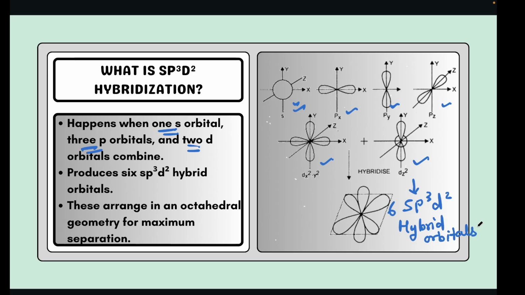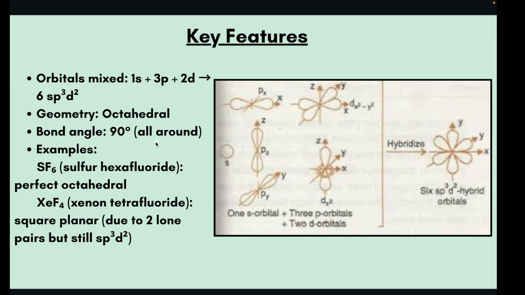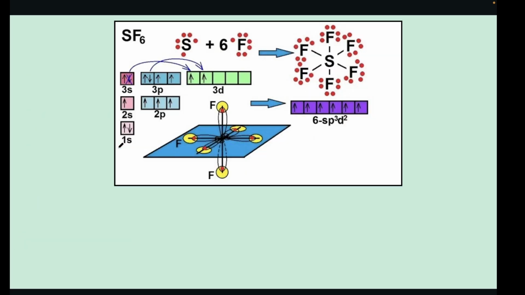These orbitals are arranged in an octahedral geometry for maximum separation. Like here we can see in sp³d² hybridization, 1s, 3p and 2d orbitals combine to form 6 sp³d² hybrid orbitals, which has octahedral geometry and the bond angle will be 90°. Like here I am showing the example of SF6.